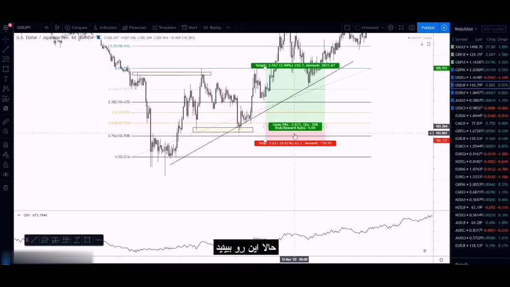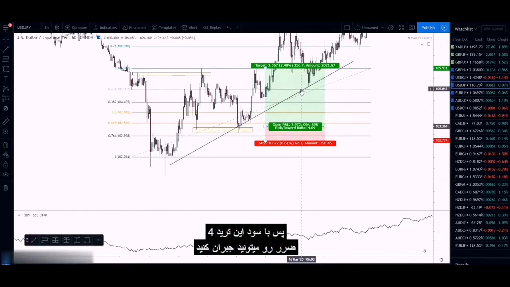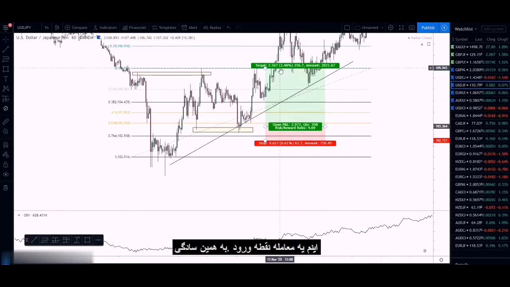So check this out. 62.7 pips risk to a 256 pip gain. Guys, that's a risk to reward ratio of 4. I mean, this is 1 to 4. Your stop loss is worth 4 wins. So if you get this win, you can afford to lose 4 more times in a row and you will be break even. It's so simple.